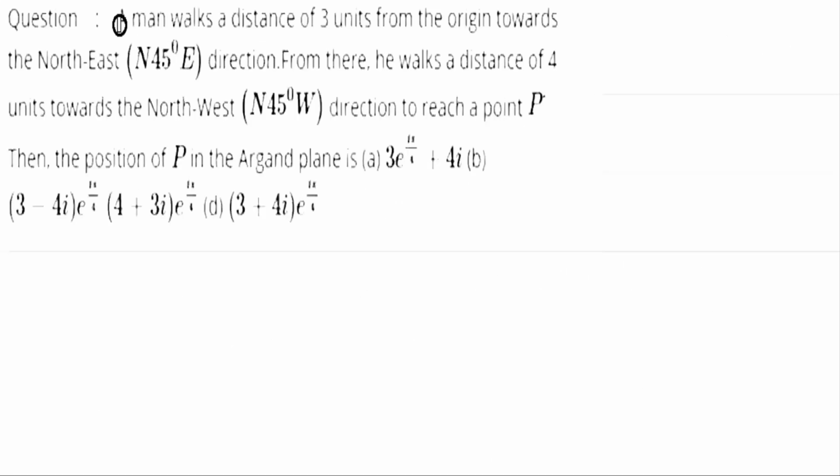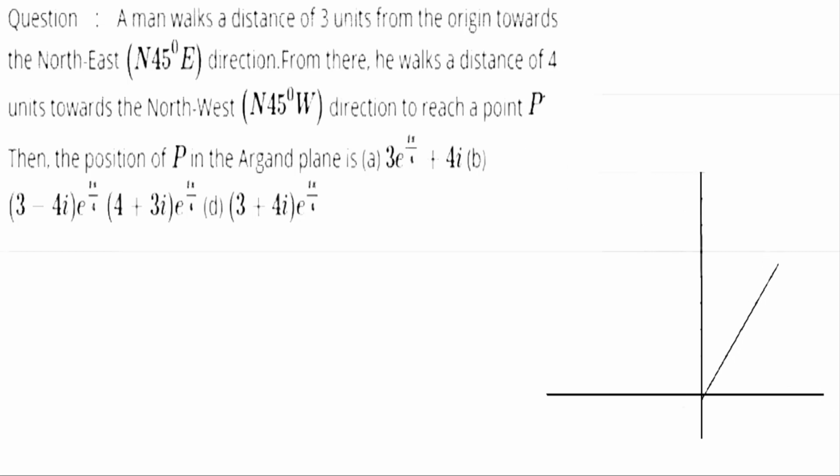Hello students, in this question, a man walks a distance of 3 units from the origin towards northeast, in the 45 degree east direction. So with this we are going to draw a figure, which states like this. It's given that this is 3 units and this is 45 degree. So I can easily say this is also 45 degree because this angle is 90 degree, and I am supposing this is the origin.